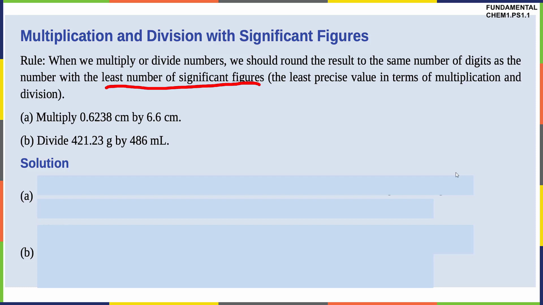So let's just go straight to A. You're going to multiply 0.6238 by 6.6. Now this is not adding and subtracting. We are not concerned with the amount of numbers to the right of the decimal. We are only concerned about the smallest original number given. And of course, that's the 6.6. But even then, we're going to plug all of this in the calculator just as it is. We're not going to shave any number off.